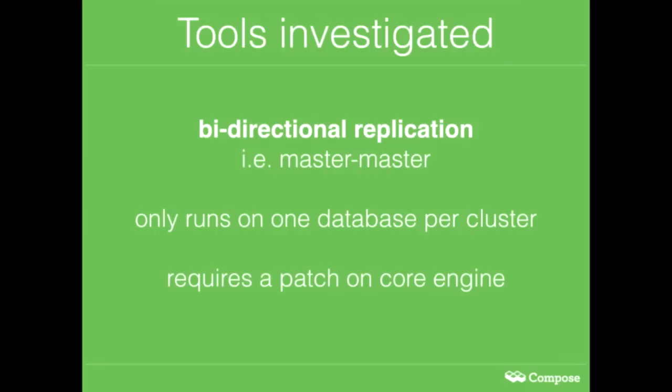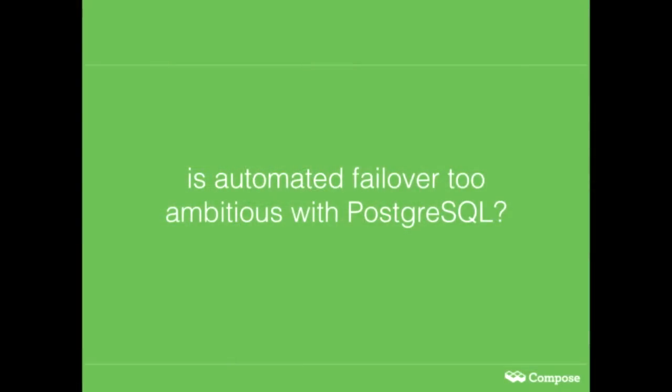Bidirectional replication is kind of the way it seems like things are going with Postgres, but it requires a patch on the core engine. We didn't know if we could truly get support if something went haywire on that, so we wanted to stick with the core stable Postgres. It only runs one database per cluster, so you actually have to pick the database.